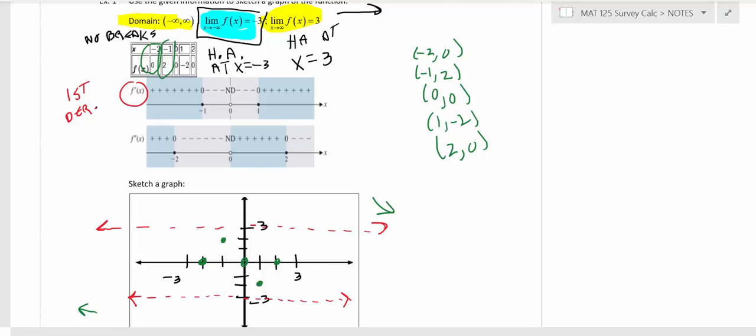Now, that means no derivative. What if we talk about no derivative? You could have a sharp point. You could have a break in the graph, but we don't have a break in the graph.